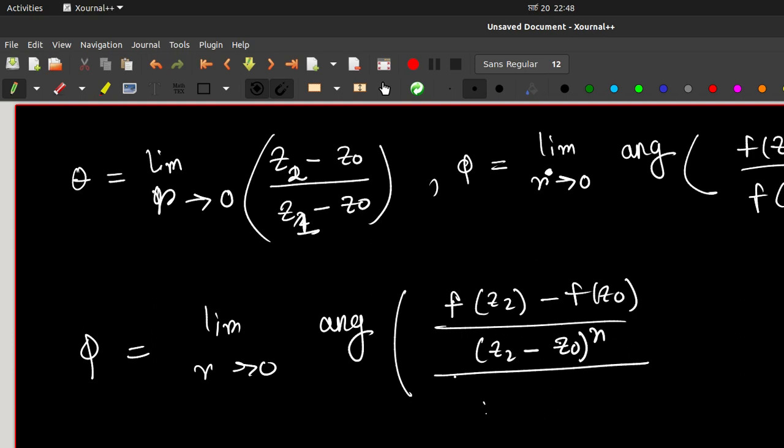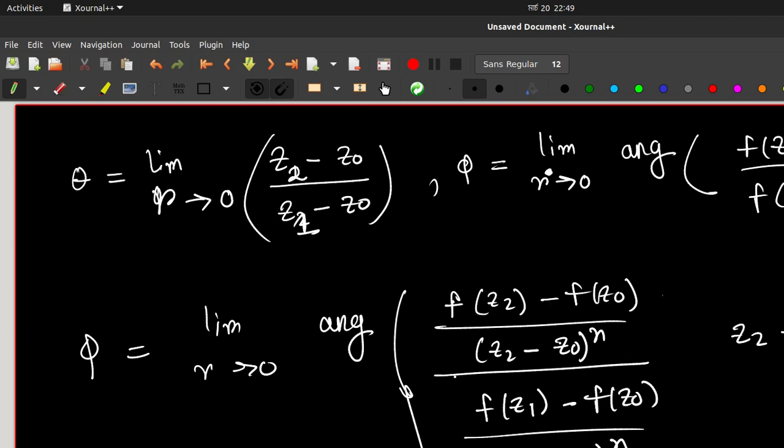And here what we're going to do is write f of z1, f of z0, and we have this z1 minus z0 to the power n. Close this whole thing, but since we have divided it, we have to multiply these things as well. And if you multiply them, this will be just z2 minus z0 to the power n and z1 minus z0 to the power n, like this.